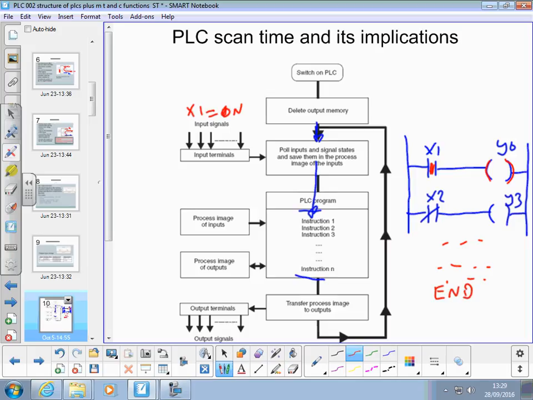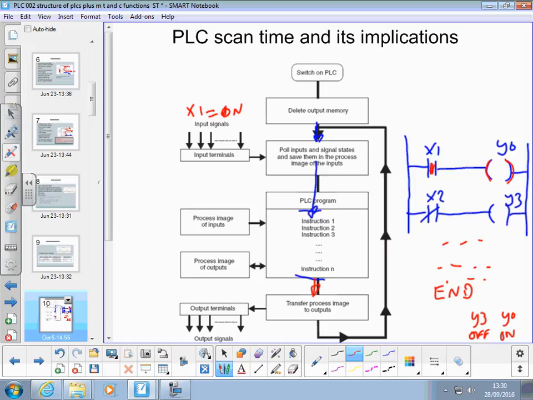It then steps through into that and transfers the image of the outputs, where we've got Y3 off, Y0 on, and it transfers that status to the actual outputs. So it will then turn the lamp, if you like, connected to Y0, it will then turn that on. So up here, at this point in the program, it didn't turn it on. It does it at the end. Very fast, but nevertheless, there is a delay. There's a consistent delay. It's going to take the same amount of time every time it does it, which is important.